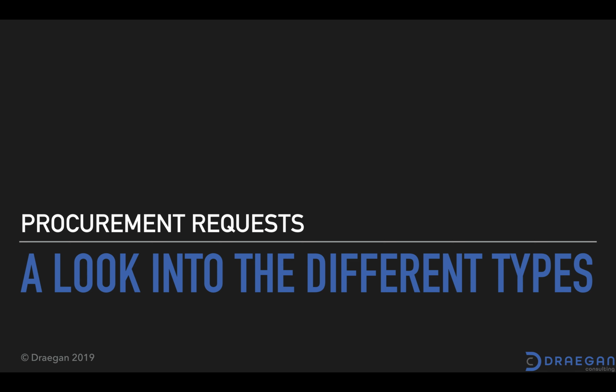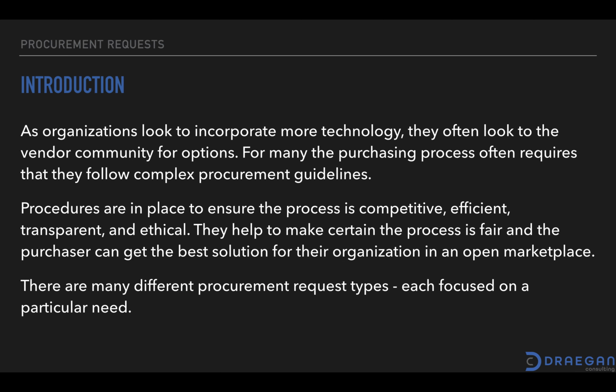So on today's video, I want to talk a little bit about procurement requests, and specifically on the different types of requests that there are. As organizations look to incorporate more technology into their environments, they often look to the vendor community for options and to bring forth some solutions to needs they've identified. For many, the purchasing process requires that they follow some complex procurement guidelines. So there are some very strict rules about who you can purchase from, how you can go through the process, what the actual steps are, and how everything should work.